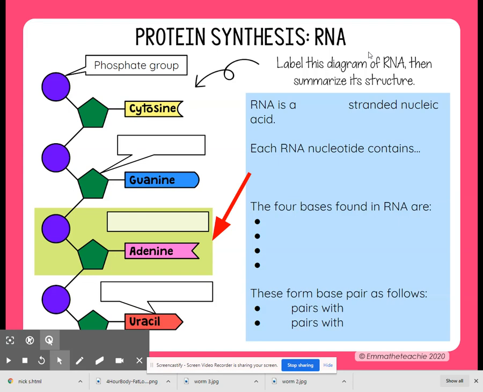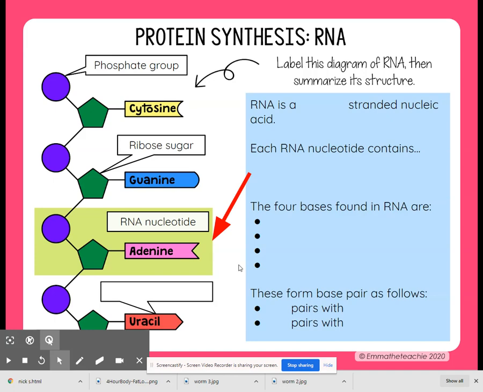And then we have a 5-carbon sugar. In DNA, it's called deoxyribose, but for RNA, it's a ribose sugar. That's where the R comes from. And then we have the box where that arrow is. We're going to fill that in with our RNA nucleotide. It comprises a phosphate, a sugar, and then a base. That's what a nucleotide is.